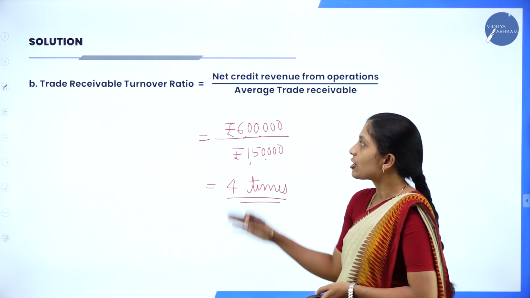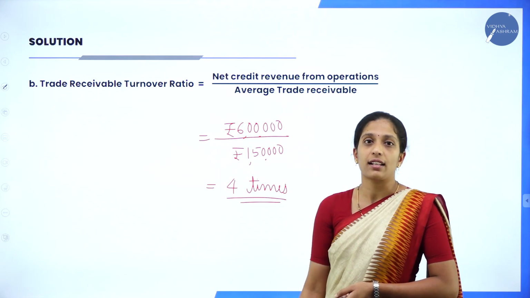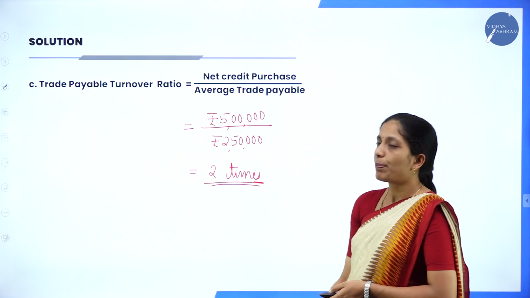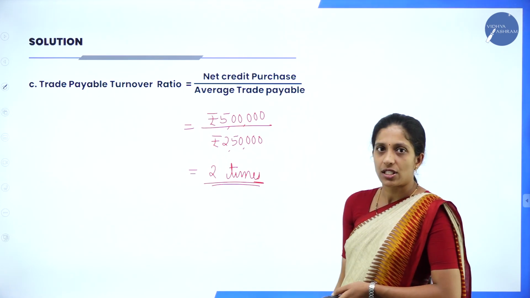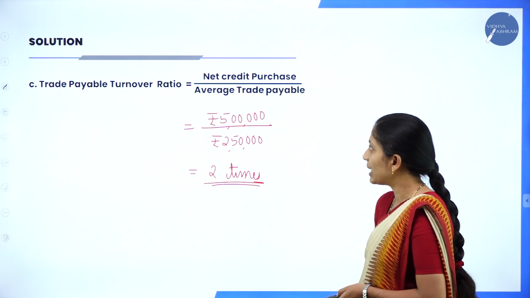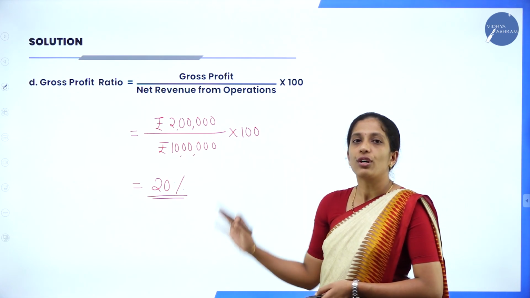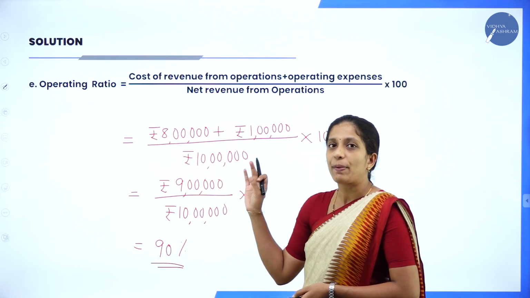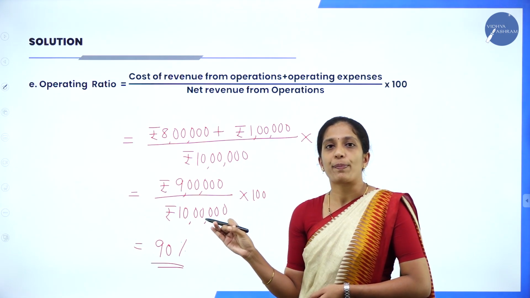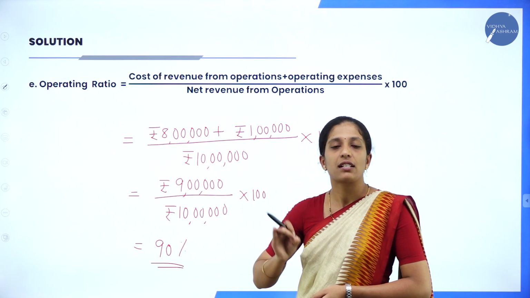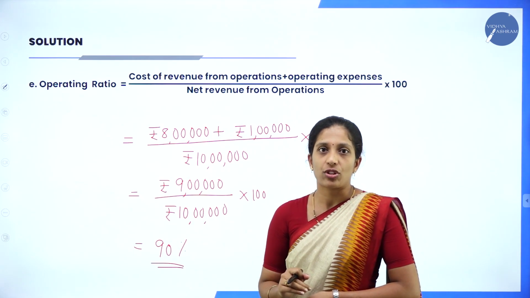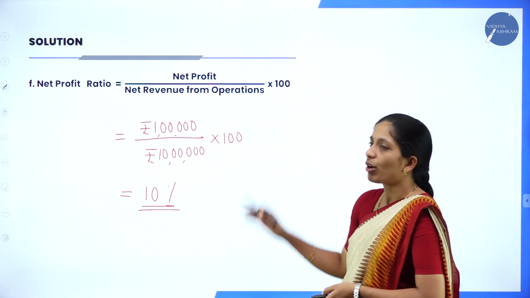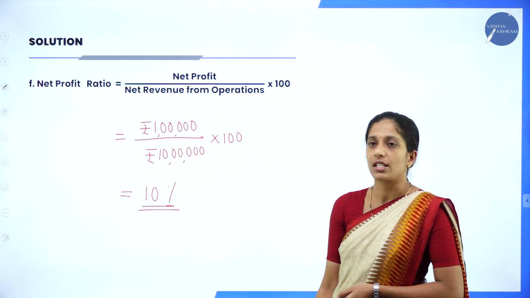Next one is trade receivable turnover ratio, net credit revenue from operations divided by average trade receivable. Next, trade payable turnover ratio, net credit purchase divided by average trade payable. Next, gross profit ratio, gross profit divided by net revenue from operations into 100. Next, operating ratio, cost of revenue from operation plus operating expenses divided by net revenue from operations into 100. Next, last one, net profit ratio is equal to net profit divided by net revenue from operations into 100.